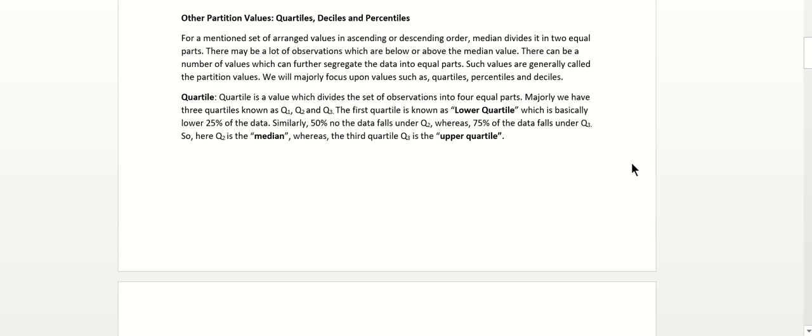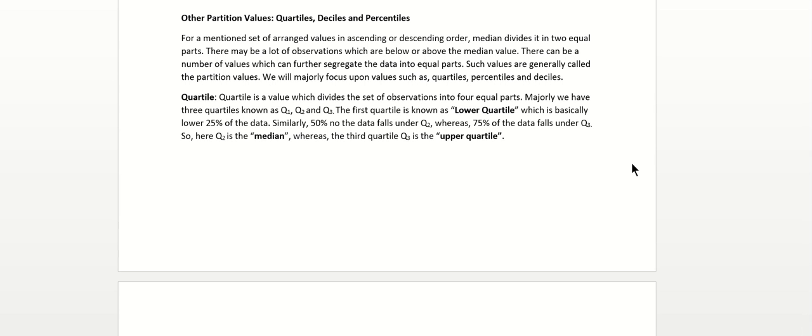So now we are starting with a few other partition values. There are three more partition values: quartiles, deciles and percentiles. Today we are starting with quartiles.